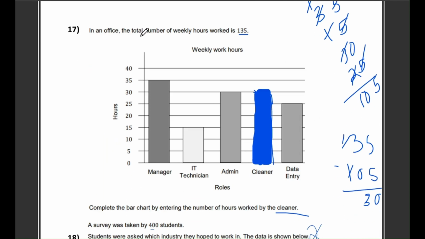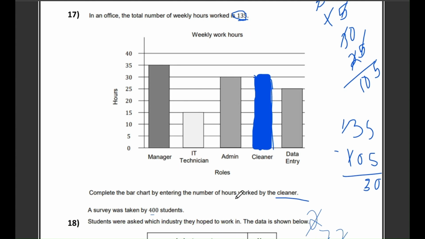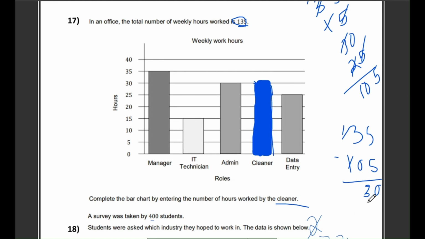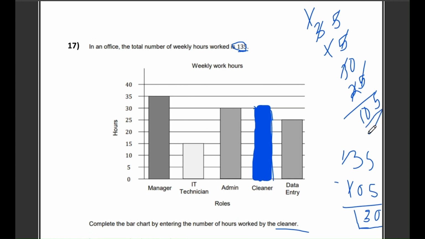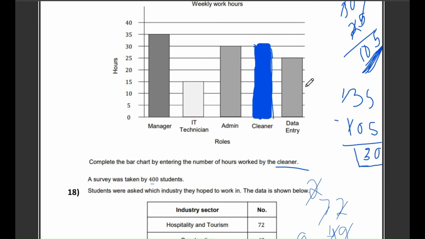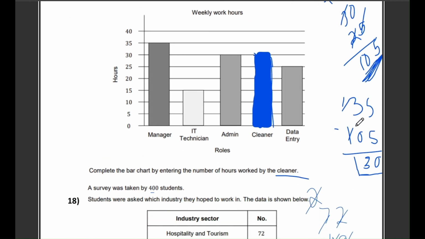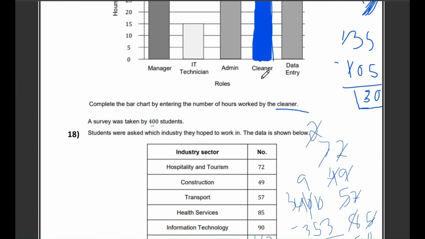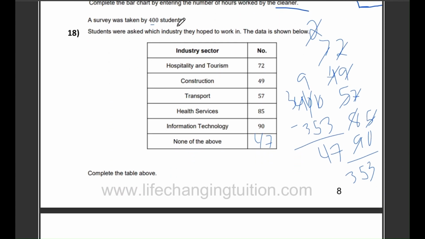Question 17. In an office, the total number of weekly hours worked is 135. Complete the bar chart by entering the number of hours worked by the cleaner. The correct answer is 30 hours. If we add up all the hours worked by the manager, admin, IT technician, and data entry, we get 105 hours. We know the total hours worked is 135. So if we take away 105 from 135, we get 30 hours, and that's the amount of hours the cleaner worked. Question 18. A survey was taken by 400 students. None of the above is 47 students. Complete the missing data. The correct answer here is 47 students. The question already tells us that none of the above is equal to 47 students, so there's nothing to calculate.